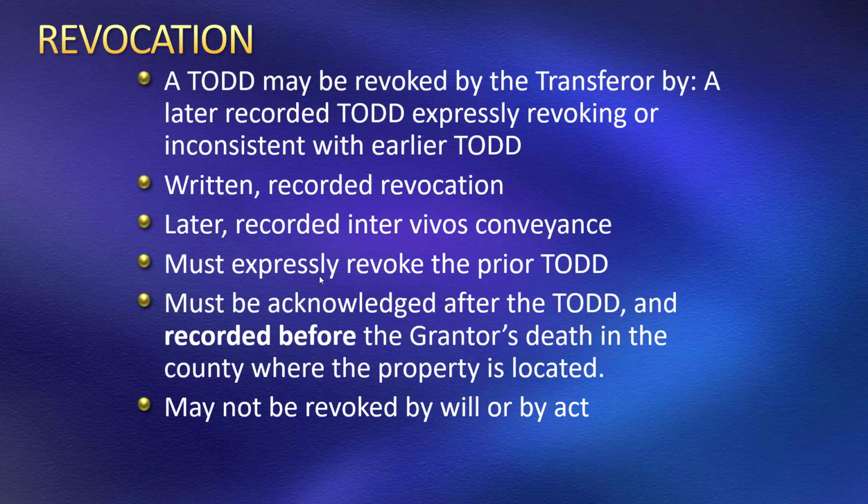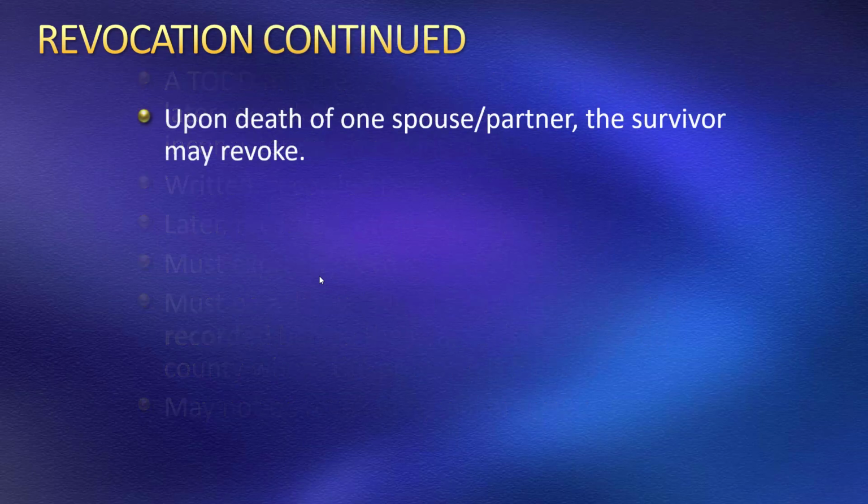It must be acknowledged after the transfer on death deed and recorded before the grantor's death in the county where the property is located. As previously stated, it may not be revoked by a will or by act. Upon the death of one spouse or partner, the survivor may revoke.